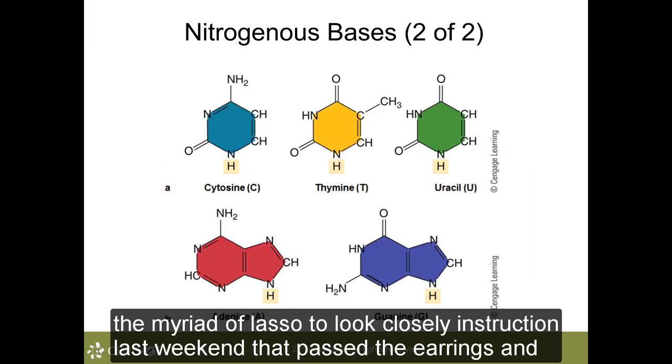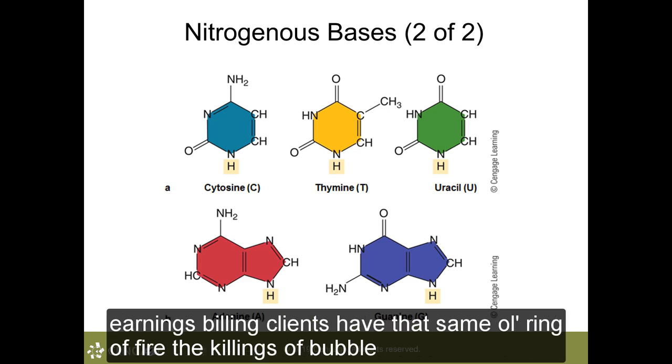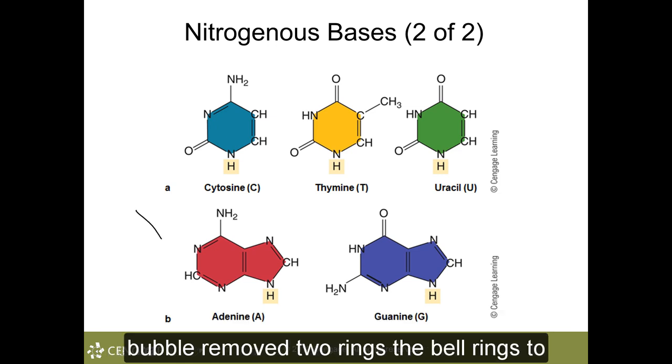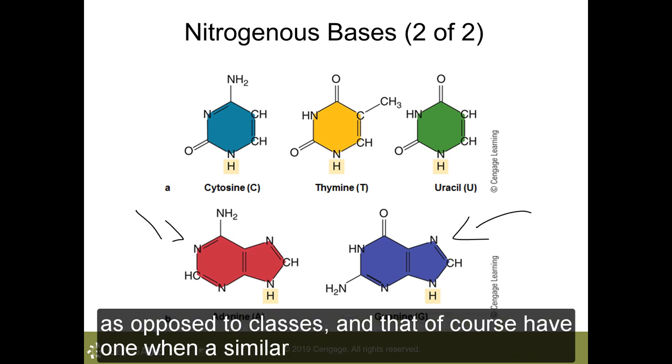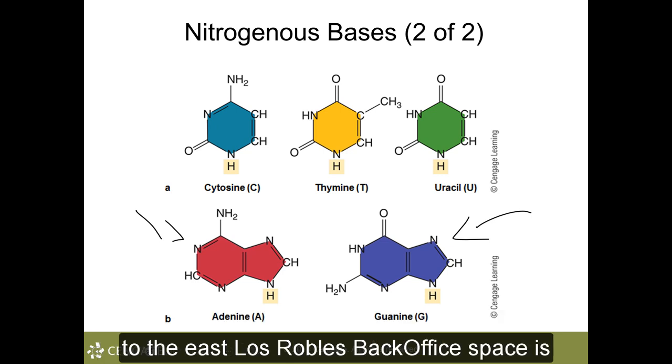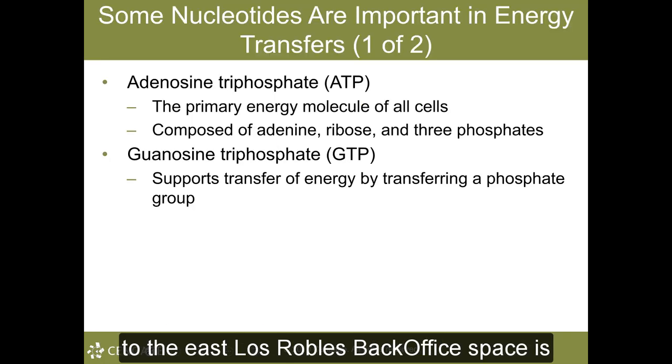If you look closely in structure, when you think of the purines and the pyrimidines, the purines have that single ring. I'm sorry, the purines have a double ring, or two rings, as opposed to those pyrimidines that, of course, have one ring, that single ring. So these are those nitrogenous bases.